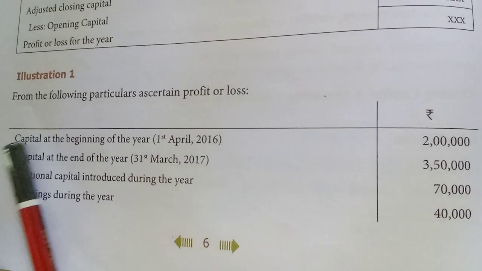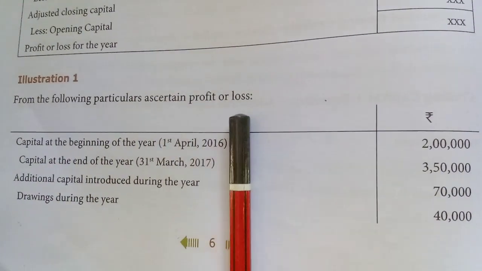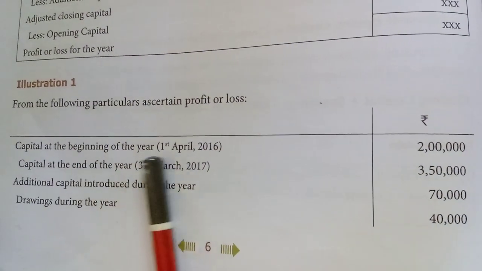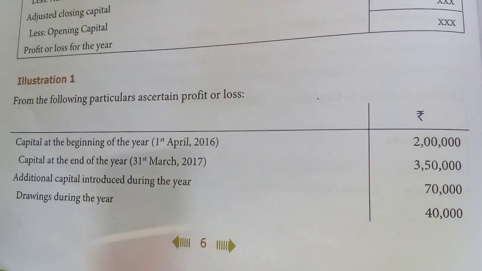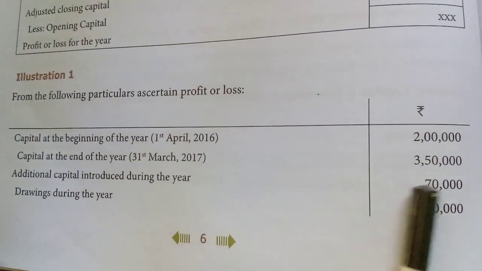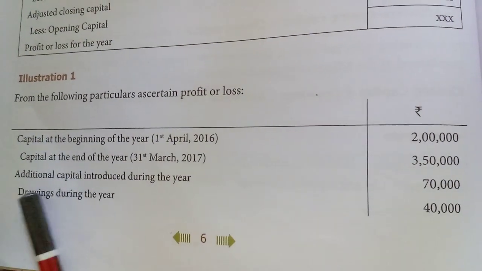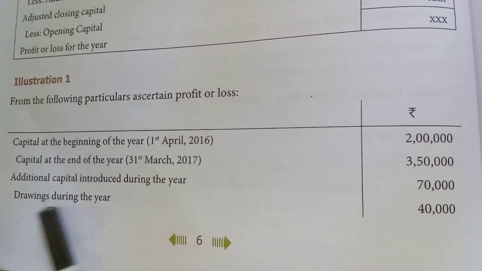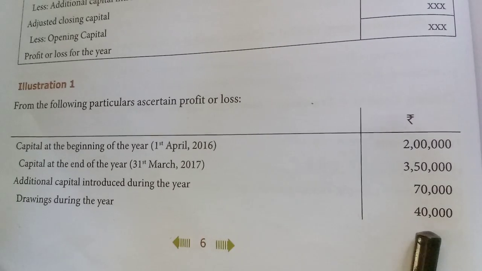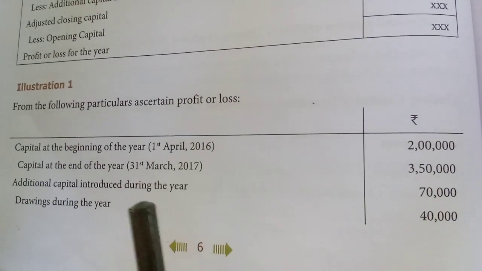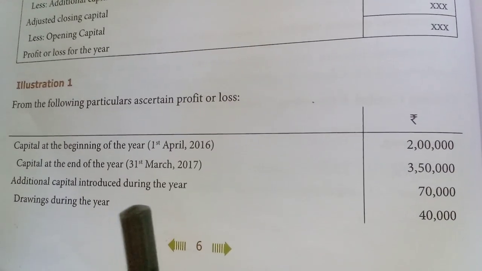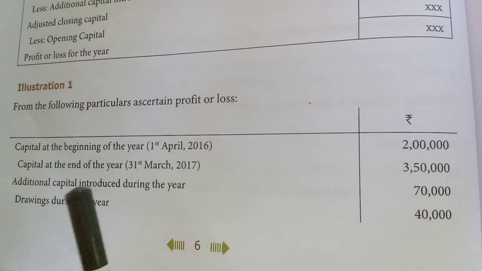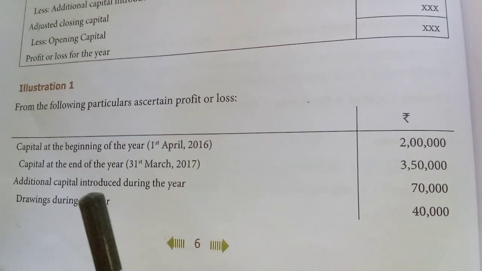From the following particulars, ascertain profit or loss. Capital at the beginning of the year 2 lakh, capital at the end of the year 3,50,000, additional capital introduced during the year 70,000, and drawings during the year 40,000. Now we will see how it is done to prepare the statement of profit.